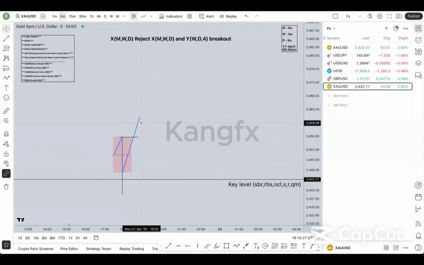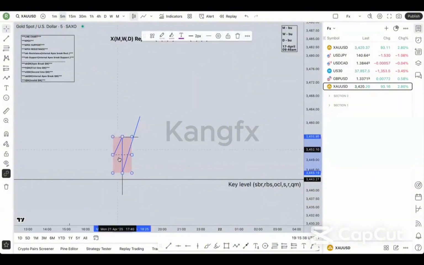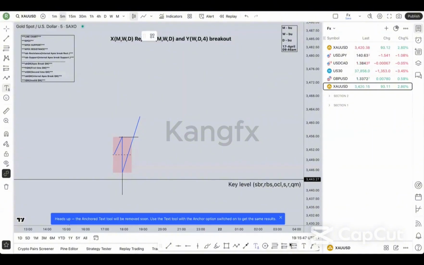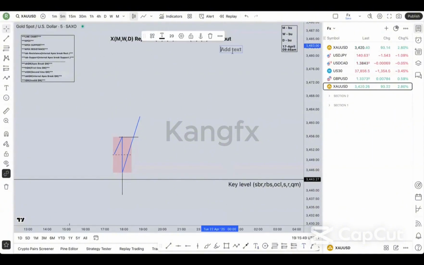Now, if you're doing this on weekly, then what do we expect? Weekly rejects weekly. The key levels must be on weekly. The candle that is rejecting must be on a weekly candle. Then the breakout must happen on daily time frame. Let me put it here. So you see, I'm not trying to rush the class. For daily, say daily rejects daily.